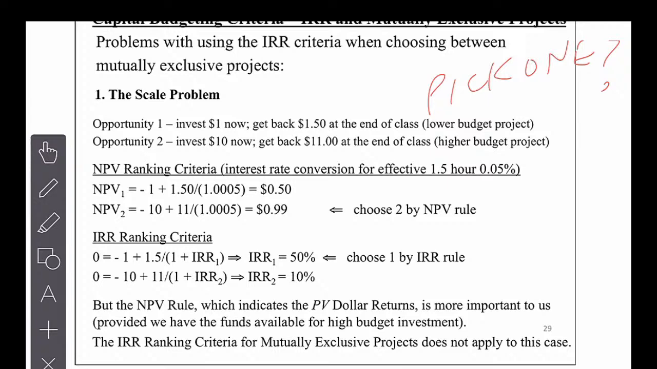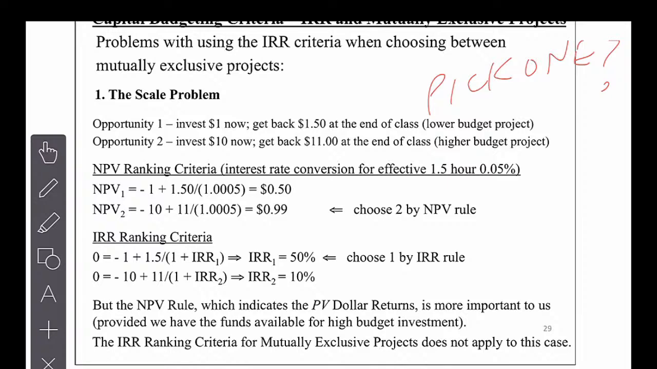The issue comes down to whether you have $10 available. If you don't have $10 to give, you can't even partake in the second project. But if you do, you're going to get back in dollar terms, which is all that really matters in the end. In absolute terms, you get more back, right? From 10 to 11, you make $1.